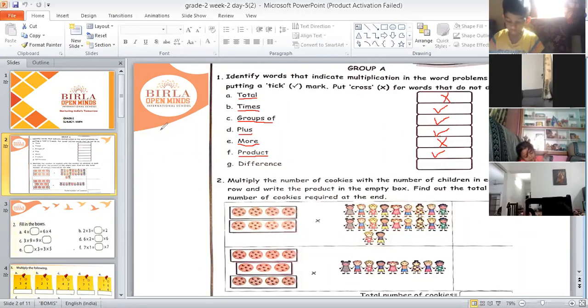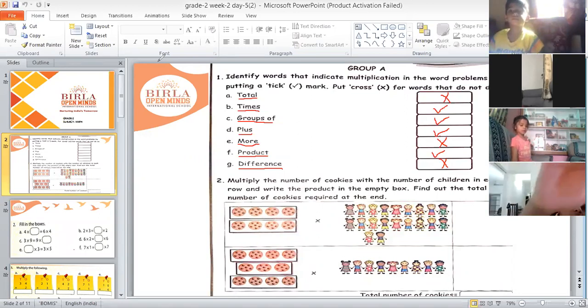Supratik, unmute yourself. Supratik, read the last word. D-I-F-F-E-R-E-N-C-E. What is that? Difference. Okay. So now tell me, is difference related to multiplication or not? No, ma'am. Very good. So difference is not related to multiplication. It is related to subtraction. So we will put a cross in front of this word.